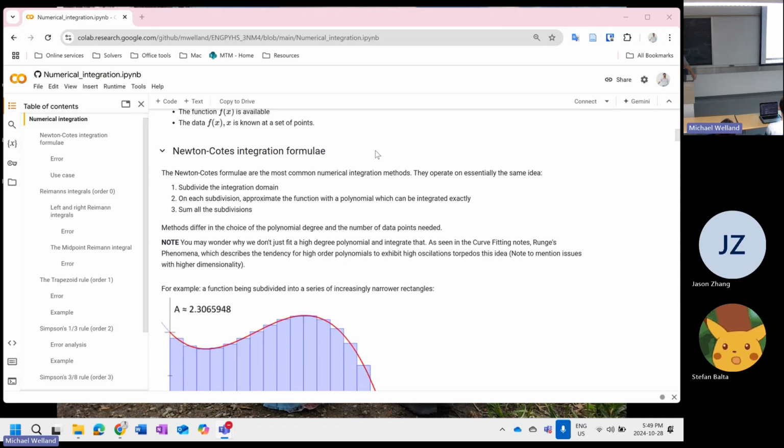Newton-Cotes integration formulae is a family of methods that all basically operate on the same idea. That being, we subdivide the integration domain into small parts. This is literally how we derived integrals, right? You subdivide it into small parts. On each subdivision, you approximate the real function with some polynomial. Polynomials can be integrated exactly, and then you just sum up everything together.